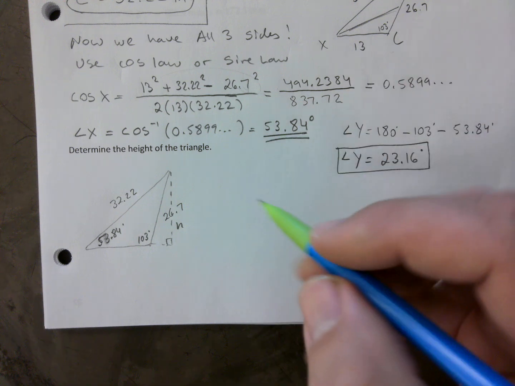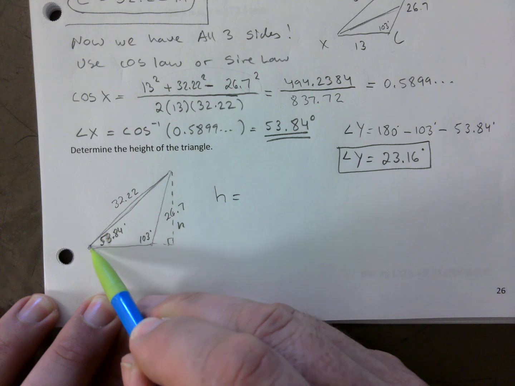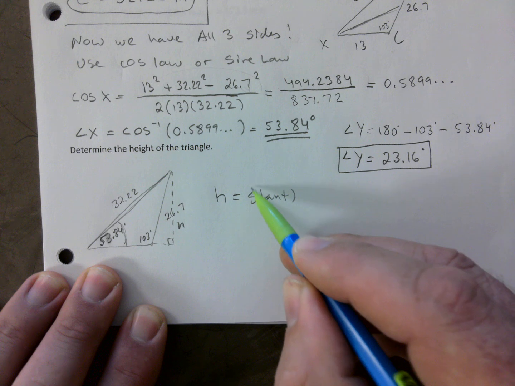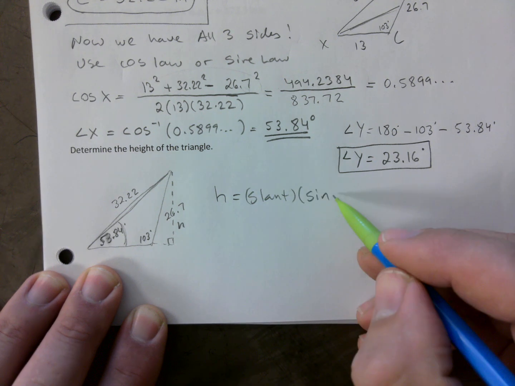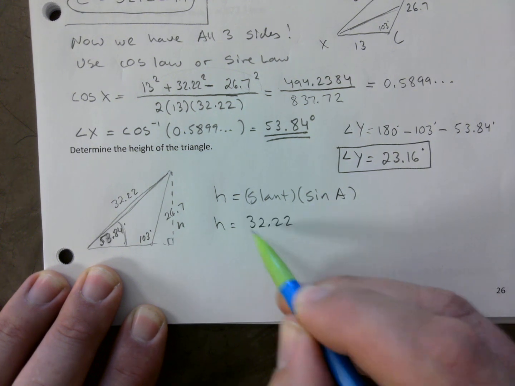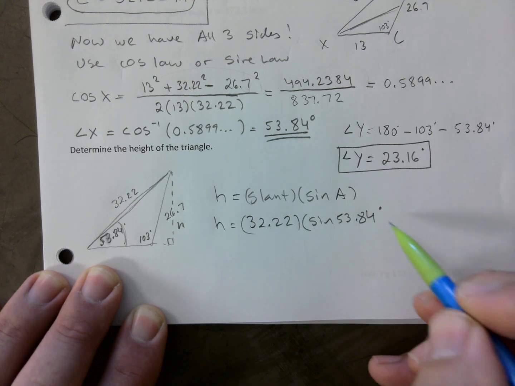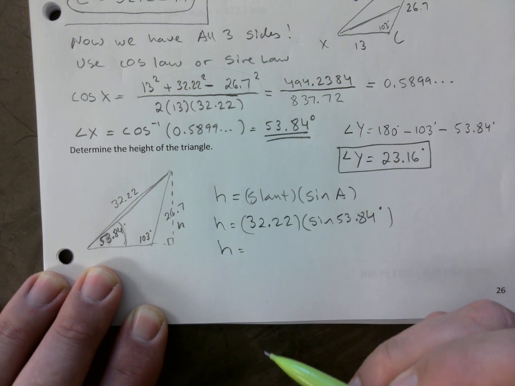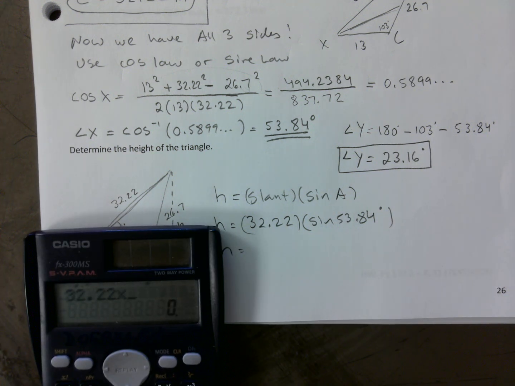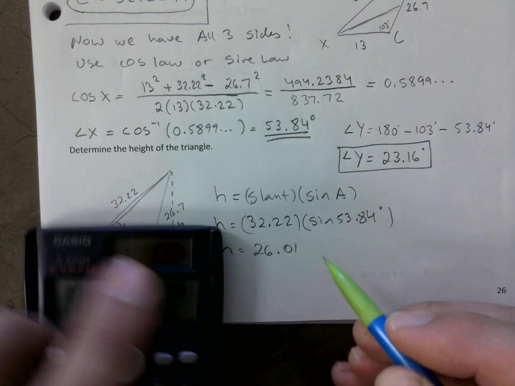This is the height. So how would I find it? Height is, I can use this slant here and multiply it by sine of this angle. Okay, so slant times sine of angle. So 32.22 times sine of 53.84. And what is that? That's 26.01 inches.